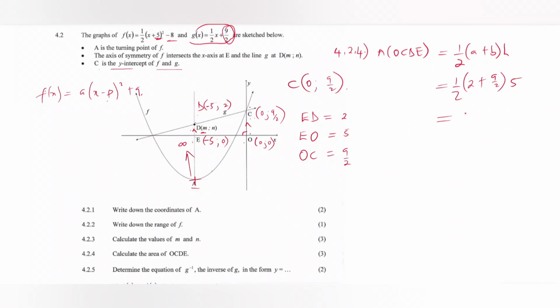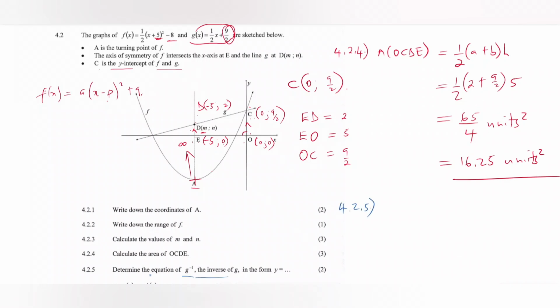This is going to give us 65 over 4 square units, or you can express it as a decimal, which is going to be 16,25 square units. So you can leave your answer in fraction form or in decimal form.